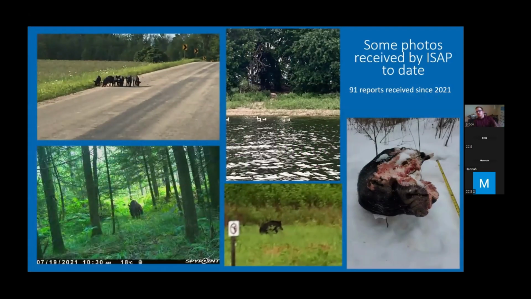Here are some of the photos. I apologize if you're squeamish. This was a dead wild pig that was reported to us. These are some of the photos that we've received over the years to the program. You can see some pretty clear ones.